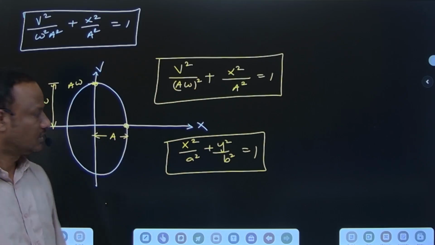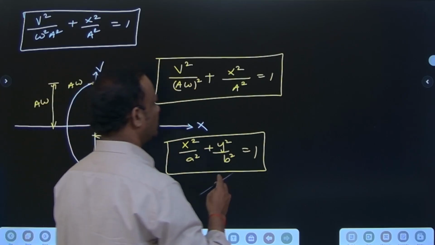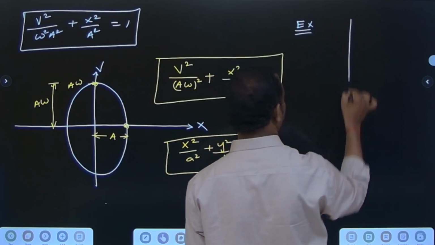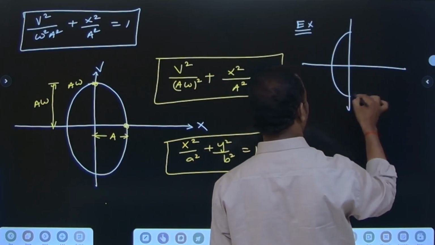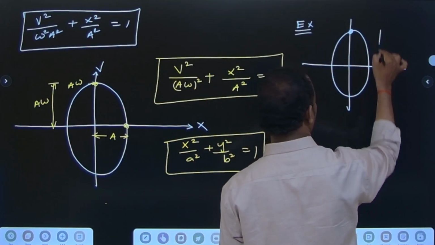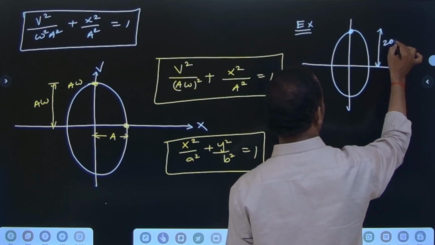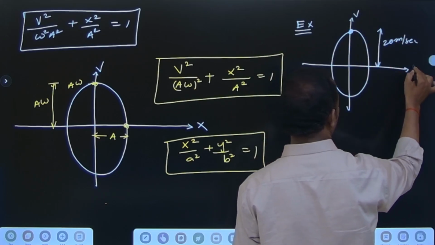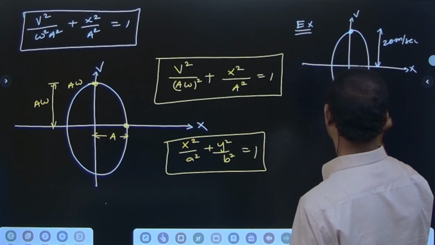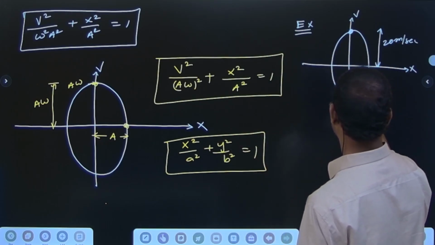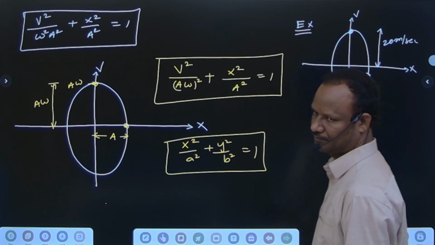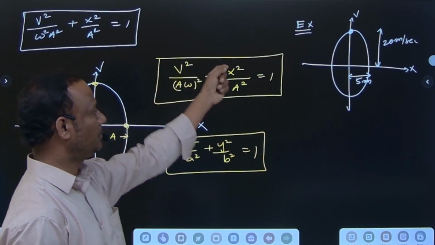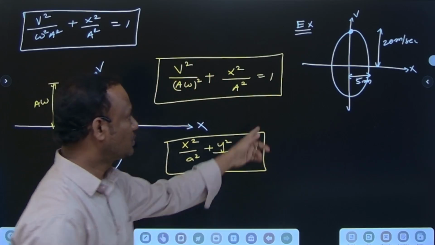Yes. So for example, I am taking this graph as an example. This is 20 meter per second. This is velocity versus position. So this is, for example, 5 meter. Do you have individually omega and A? No. So which graph is this?